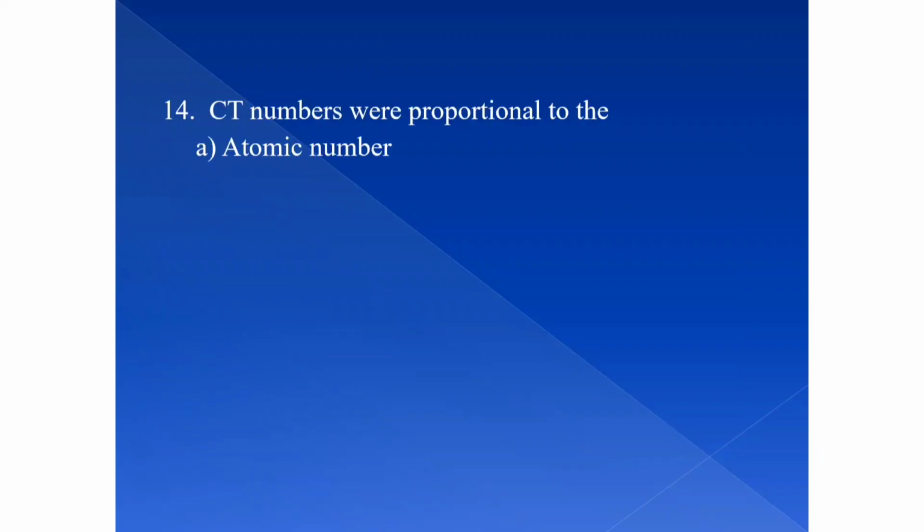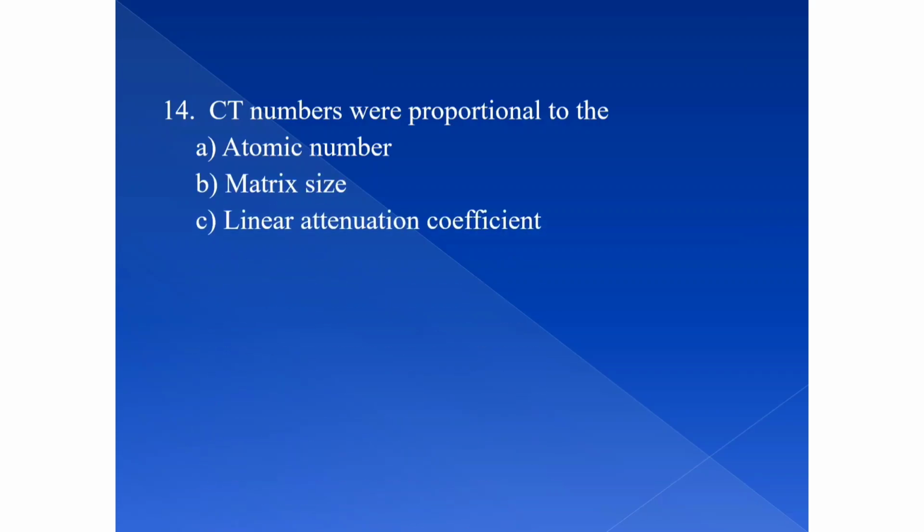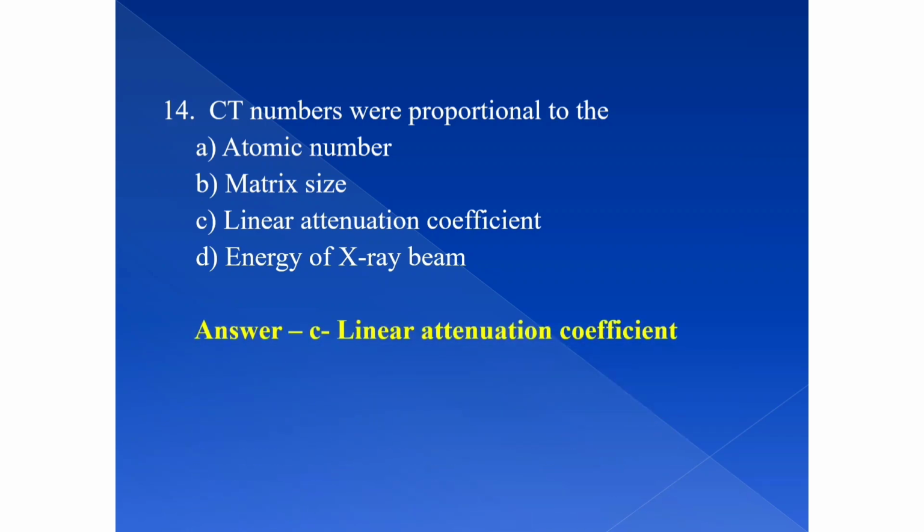Moving on to the next question, question number 14. CT number is proportional to: option A, atomic number; option B, matrix size; option C, linear attenuation coefficient; and option D, energy of X-ray photon. So the CT number is proportional to the linear attenuation coefficient. So the answer is option C.